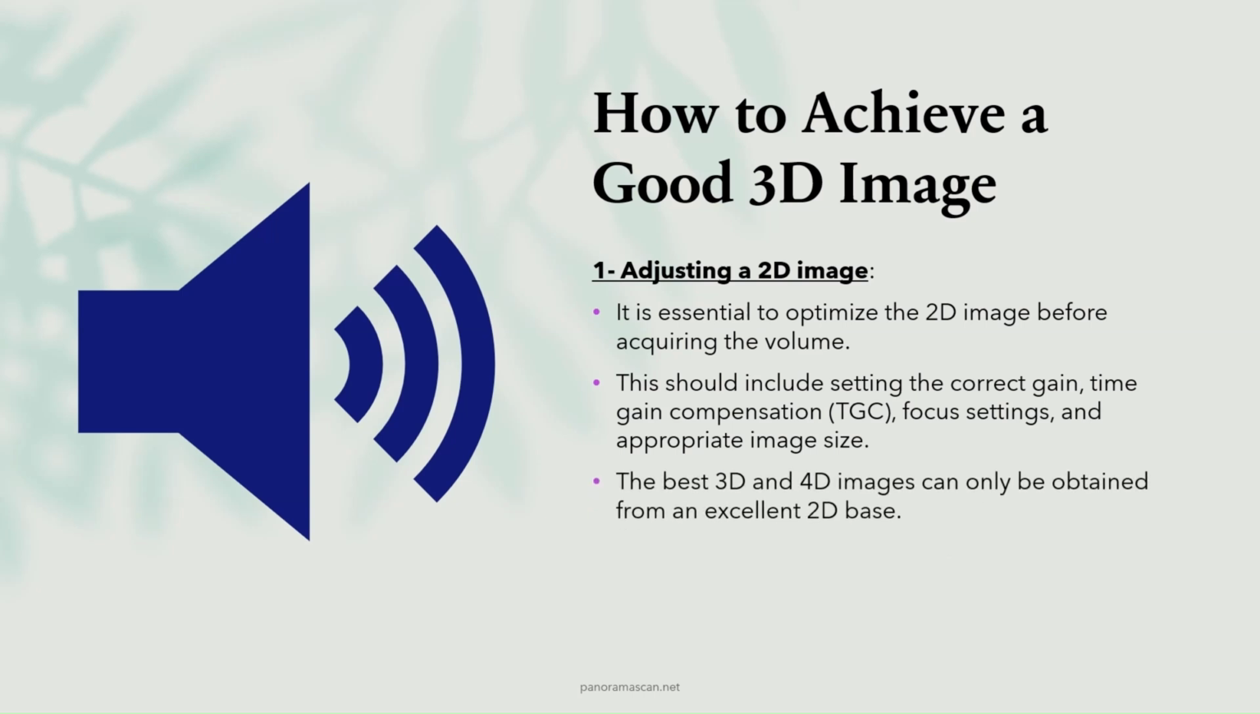A high-quality 2D image is essential for achieving accurate 3D and 4D reconstructions. Without a clear and well-optimized 2D image, the resulting 3D image will lack clarity and resolution. Even with the most advanced 3D technology, an excellent 2D base is necessary to produce usable 3D data. This highlights the importance of traditional ultrasound skills, as well as the need for advanced knowledge of the technical settings that affect 2D imaging.